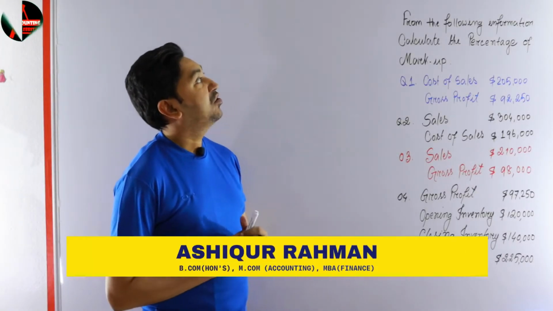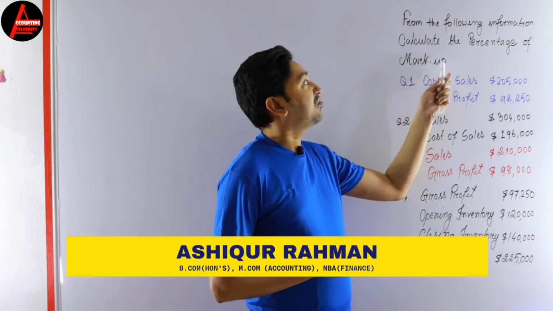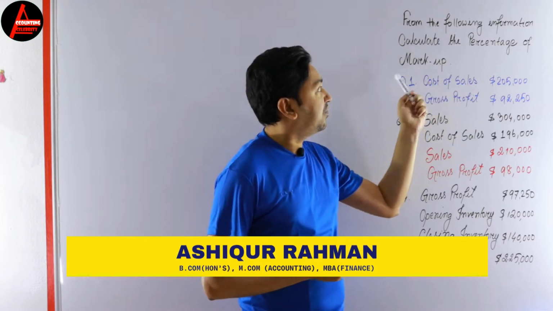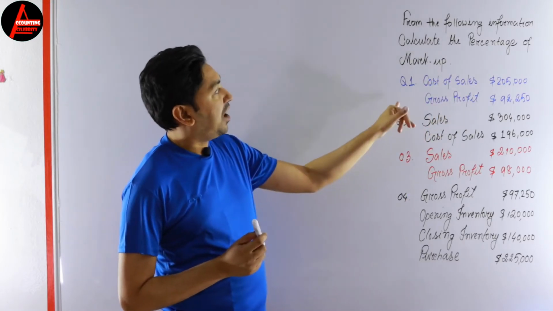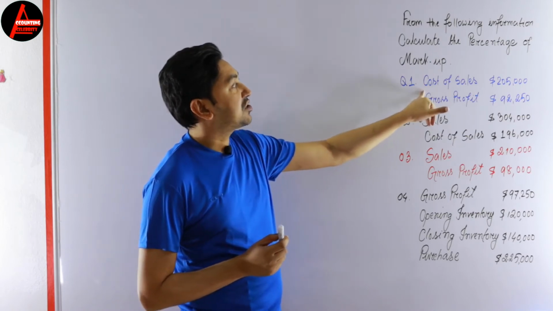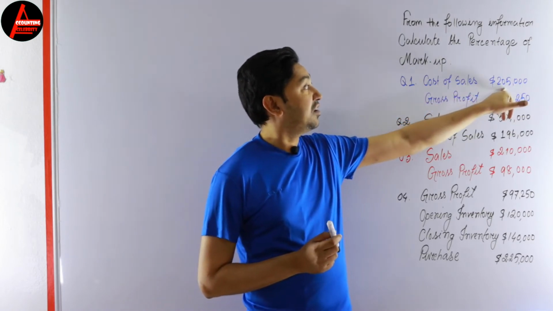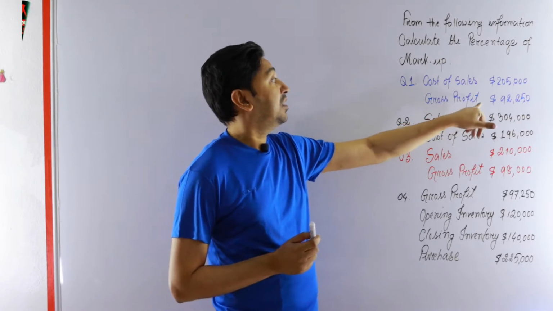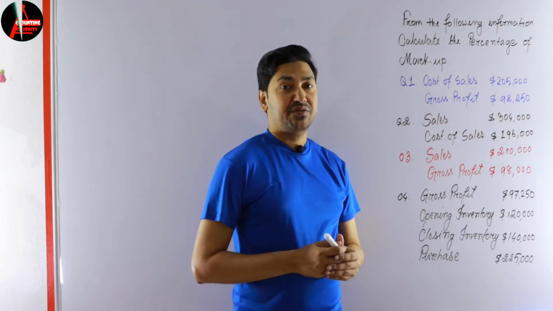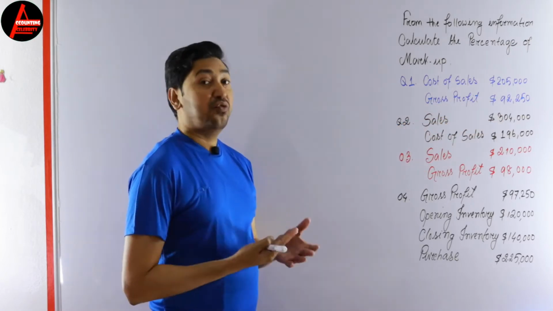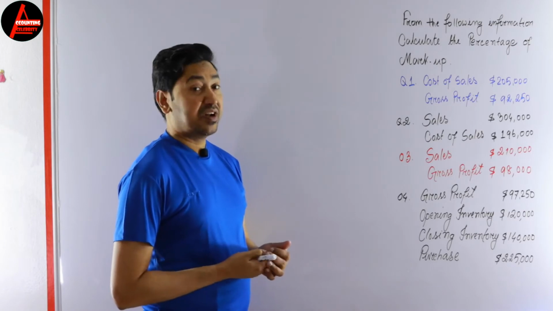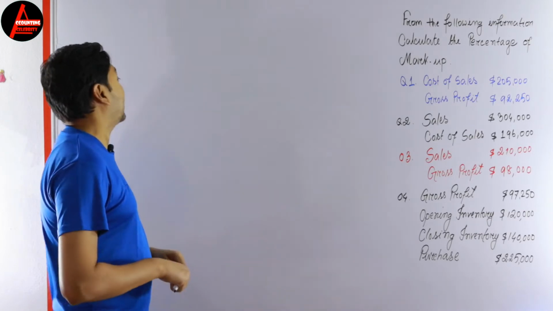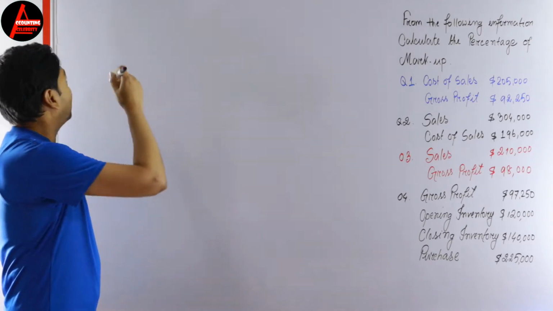What is written? From the following information, calculate the percentage of markup. So here in the first question, we have cost of sales $205,000 and gross profit $92,250. Okay, so what is the formula to calculate markup? Let us write here. Number 1 we'll do first.